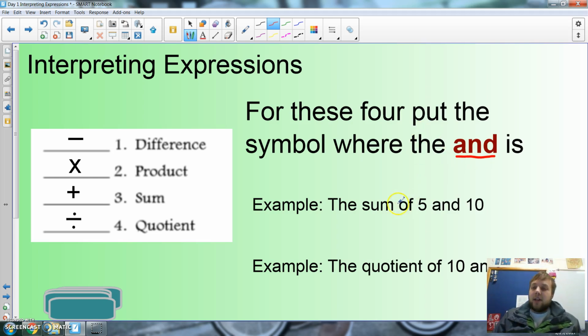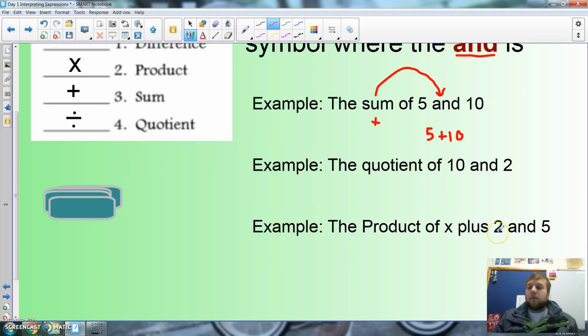So, for instance, it's the sum. Well, I don't put plus first. I know sum means plus, but I don't put it first. It's the sum of 5 and... So, where do I put the plus? Put it right there. So, it's going to be 5 plus 10. All right, you guys cool with that? Right? So, it's 5 plus 10.